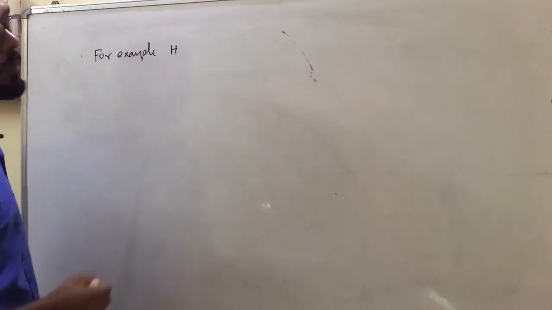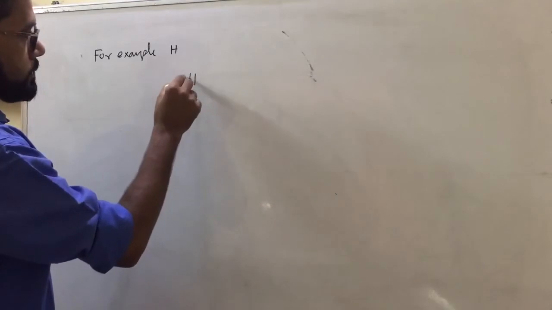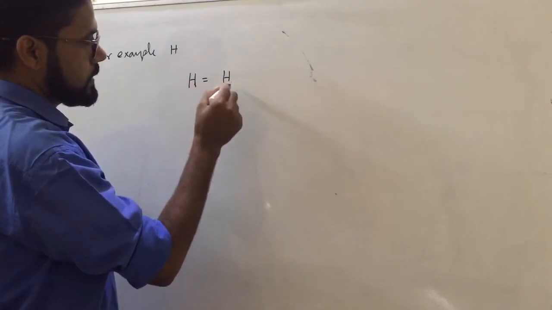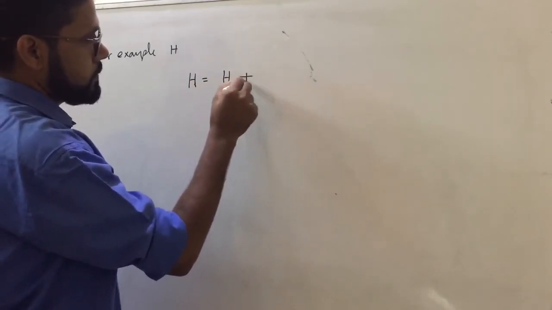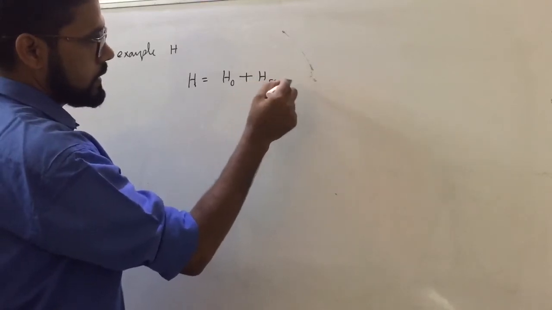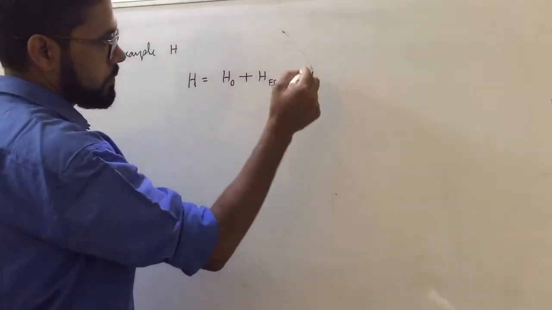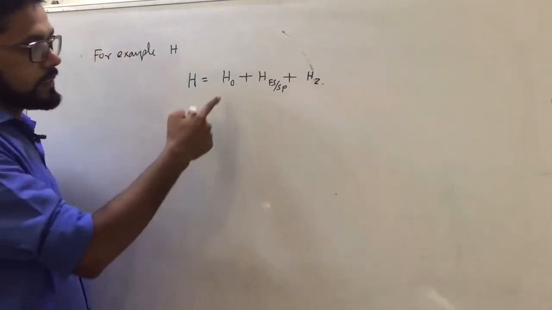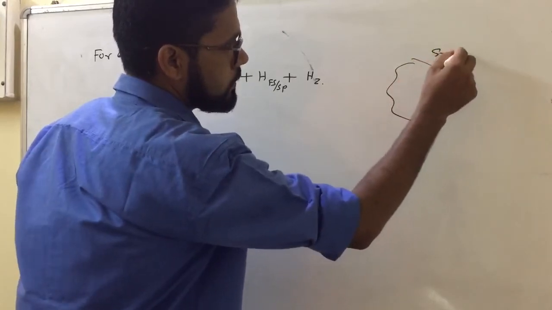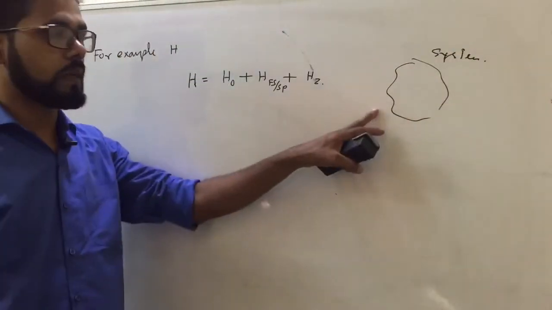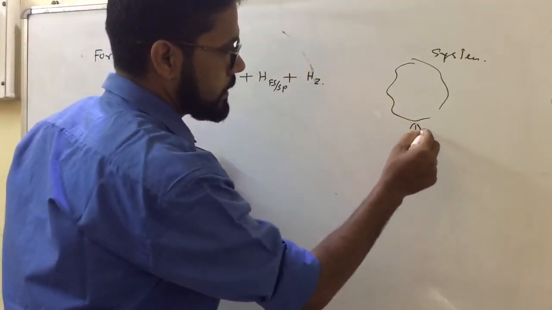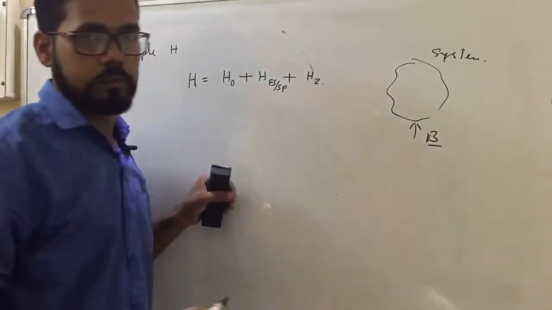For example, in the hydrogen atom, this is the Hamiltonian: this is H naught, this is H fine structure, or spin orbit interaction, and H Zeeman. Suppose this is a hydrogen atom, a system with one electron. Suppose you apply a magnetic field over the hydrogen atom.